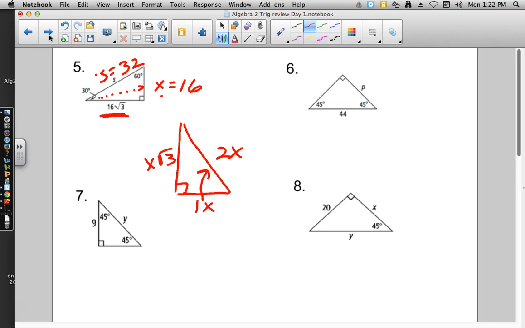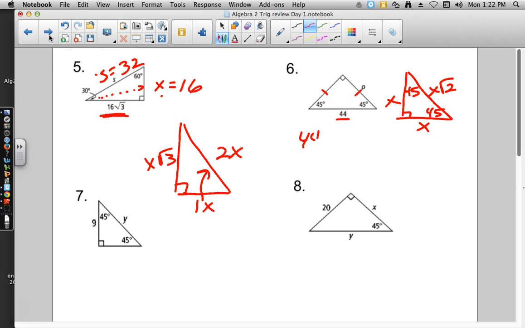I take a look at number 6 and I think, okay, 45, 45, 90. Oh, the good news is those are both the same. But they didn't give me the short side, they gave me the hypotenuse. So I think back to my 45, 45, 90, and how if I know what these two side lengths are, all I have to do is multiply it by the square root of 2, and I can get the hypotenuse. But now I have to work backwards.